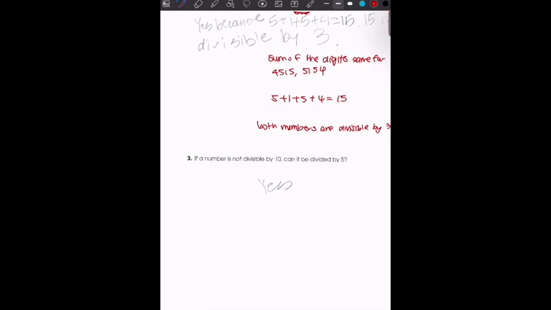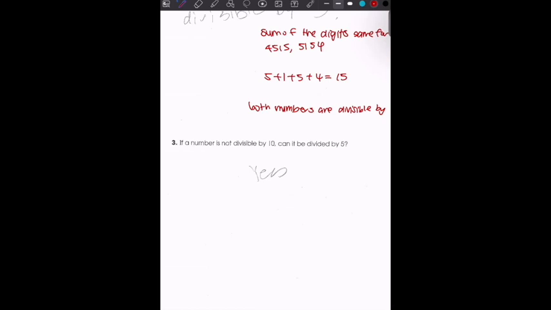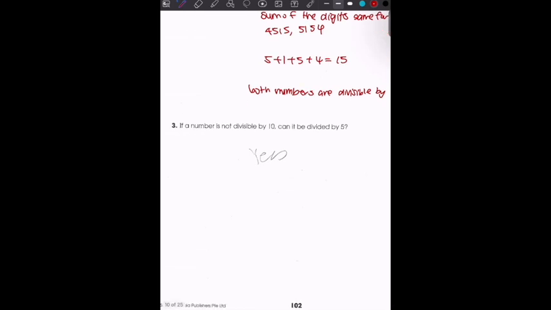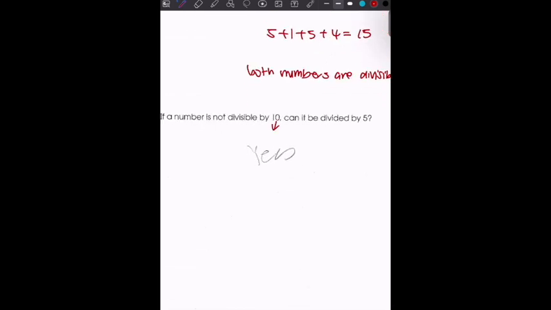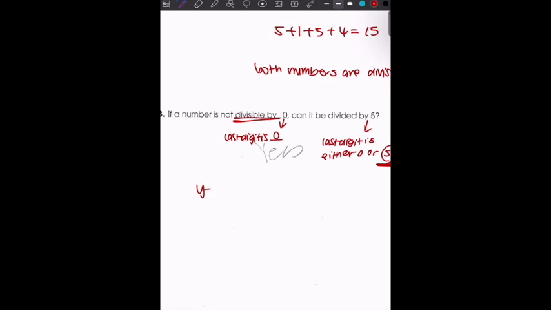And then the next problem says, if a number is not divisible by 10, can it still be divided by 5? So divisibility by 10 is that the last digit is 0. For divisibility by 5, the last digit is either 0 or 5. So if the last digit is 5, it would not be divisible by 10, but still be divisible by 5. So yes, if a number is not divisible by 10, it can still be divided by 5.